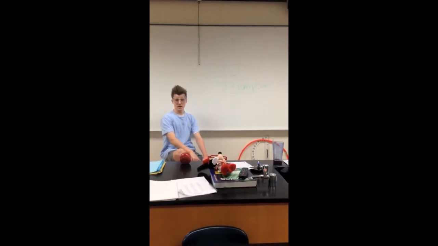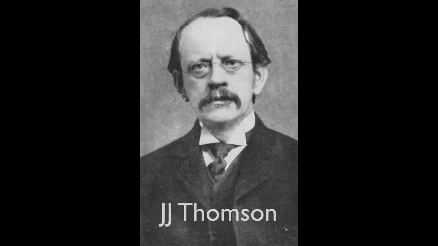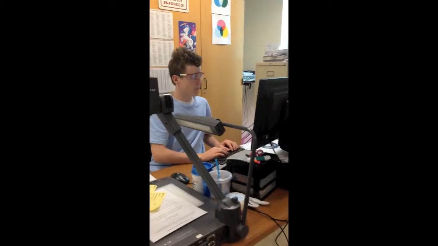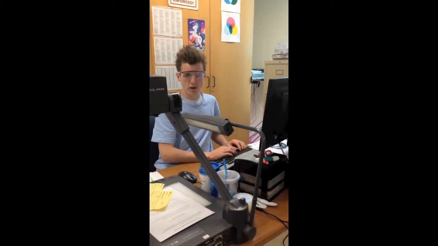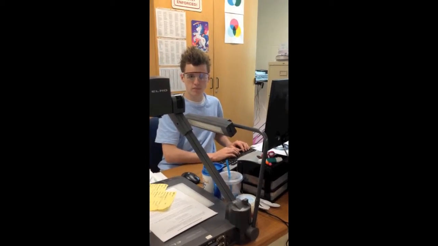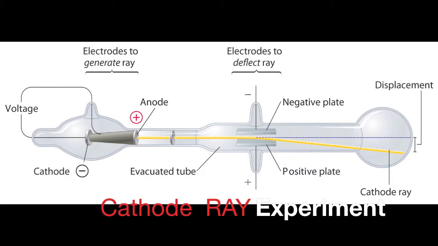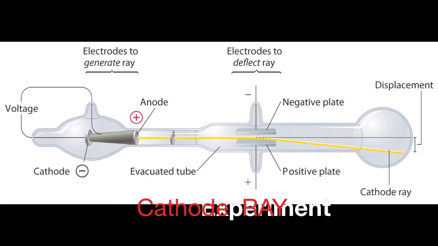Hi, I'm J.J. Thomson, and I'm a scientist. I discovered the electron one day when I was conducting a cathode ray experiment. What that means is that I placed a glass tube in a magnetic field and I shot a ray at the tube. When I did this, the cathode ray bent, meaning it was made of particles. The particles were electrons.